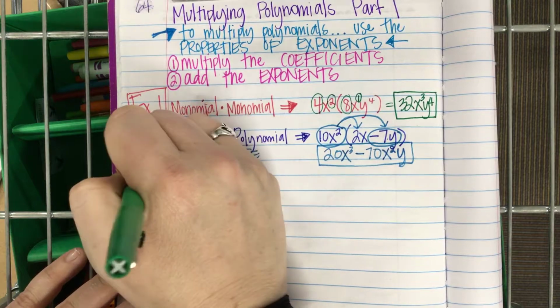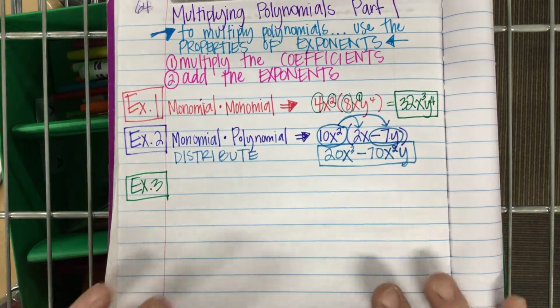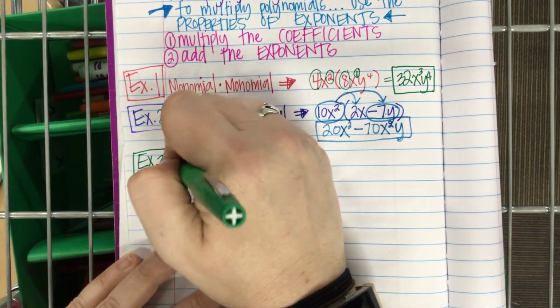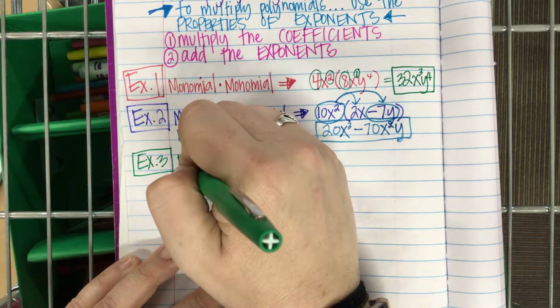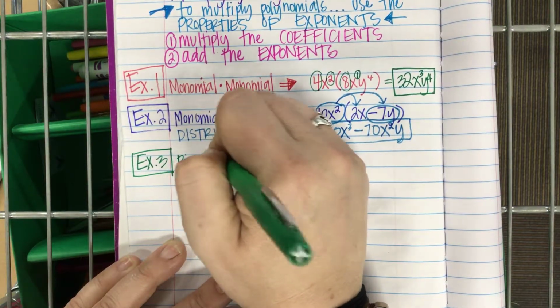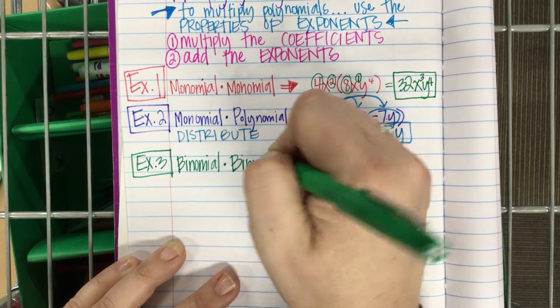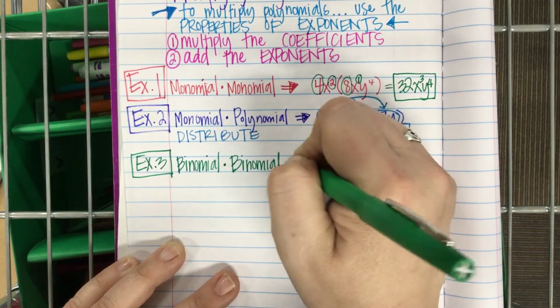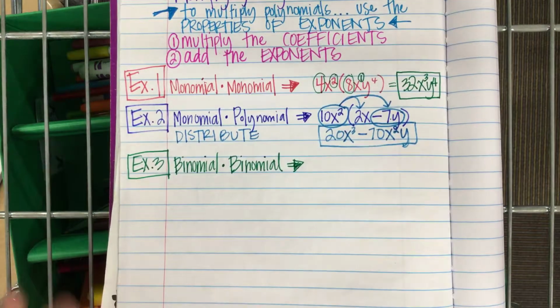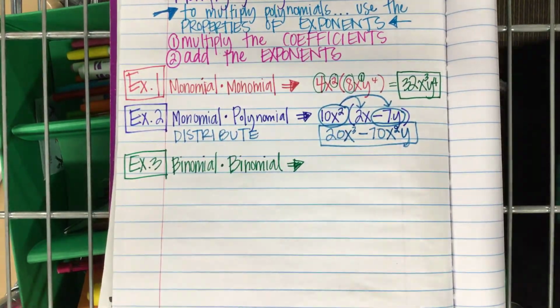Example 3. Any guesses? It's going to be a polynomial, monomial, polynomial, binomial. Now this is very specific. It is a binomial times a binomial.